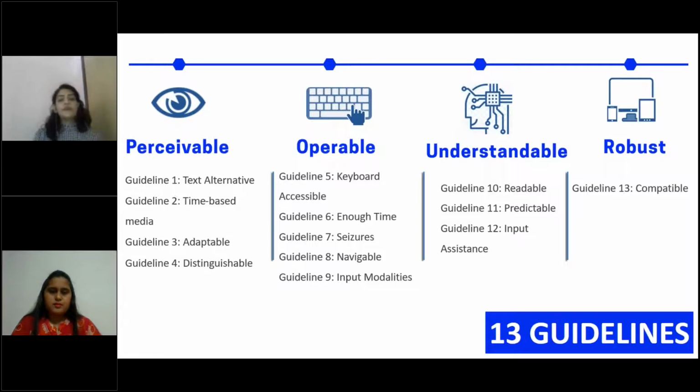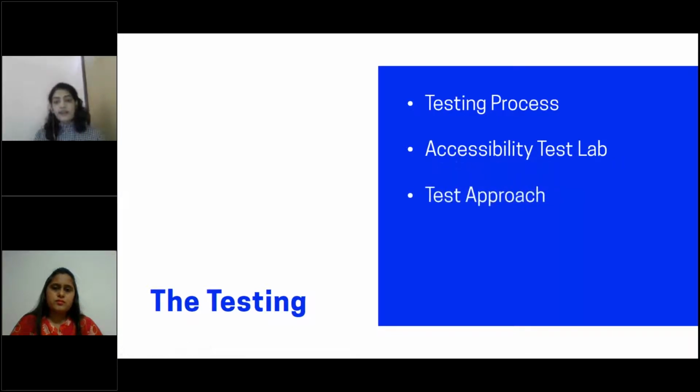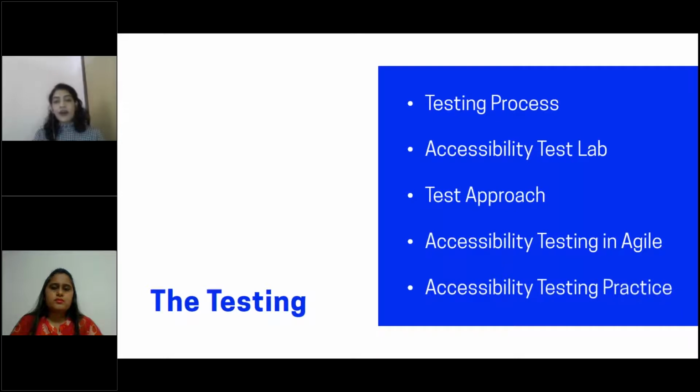Great. So I think that brings us to the second phase of the entire webinar, where we're going to talk about testing. We'll touch base upon the typical testing process that is followed when making an application accessible. What is an accessibility testing lab? What does it comprise? Then, what is the test approach pertaining to the execution? We'll also get into aligning accessibility testing with agile methodology, and how you can make accessibility testing a habit or a norm in your organization by setting up a practice.